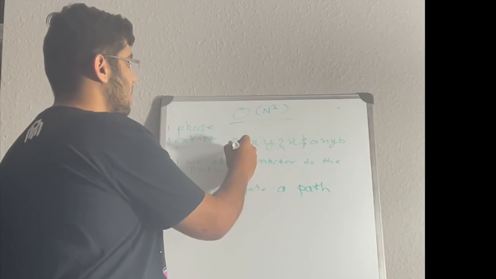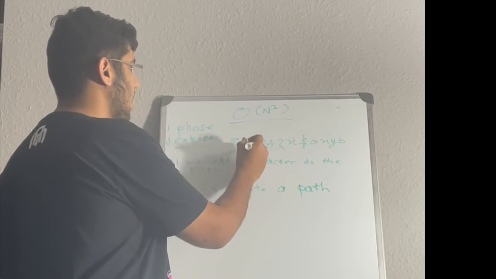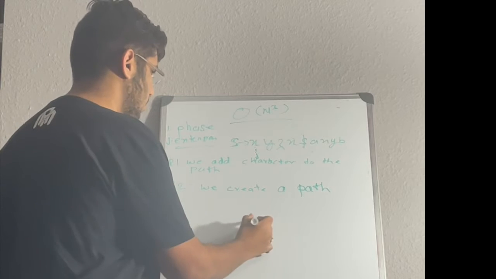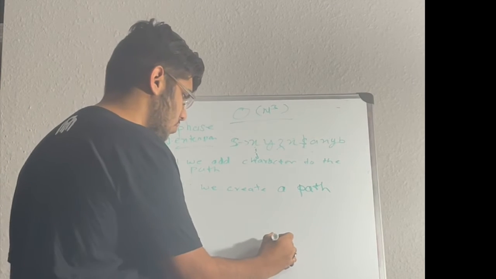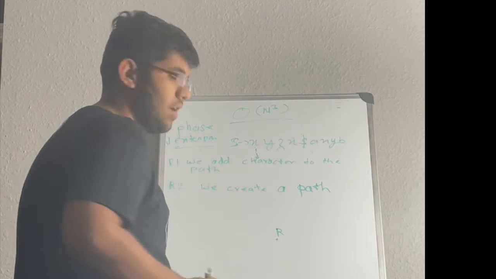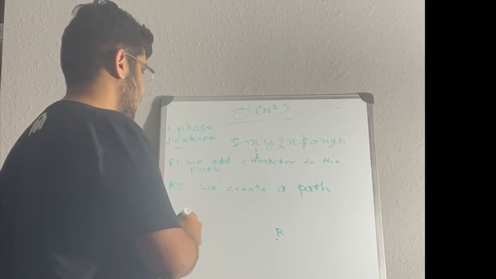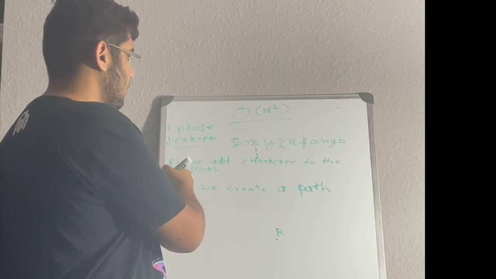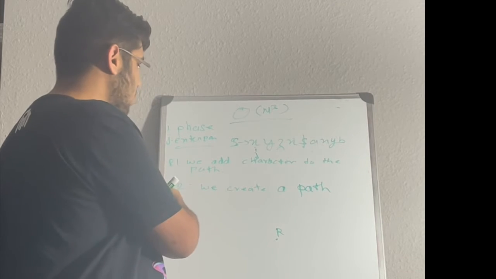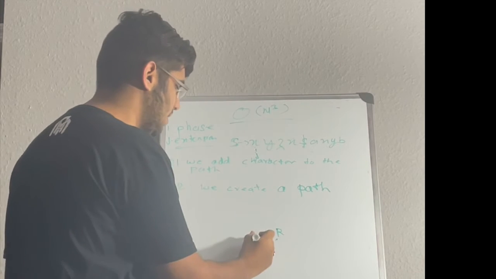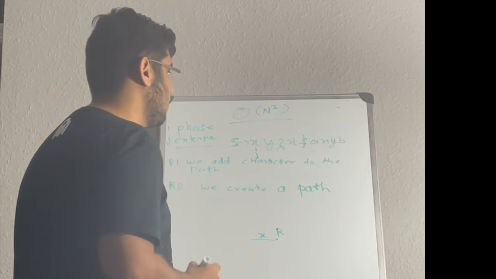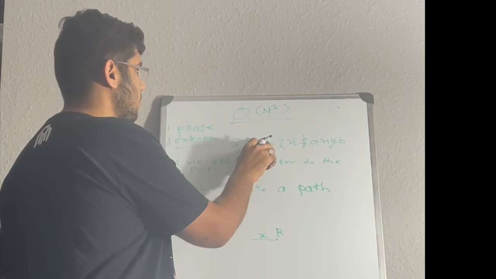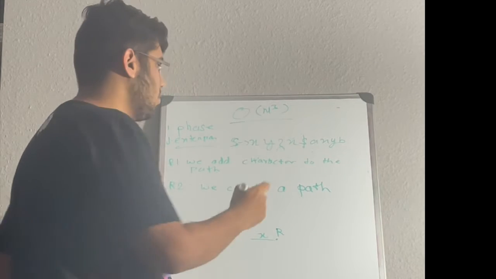Let's say the string given to us is this, so our i will start from here, j will start from here. This is our root node, and as we don't have any character, we can't add a character to the path. So by rule 2 we create a path. So we'll add x, then our phase is over, we'll move on to the next.